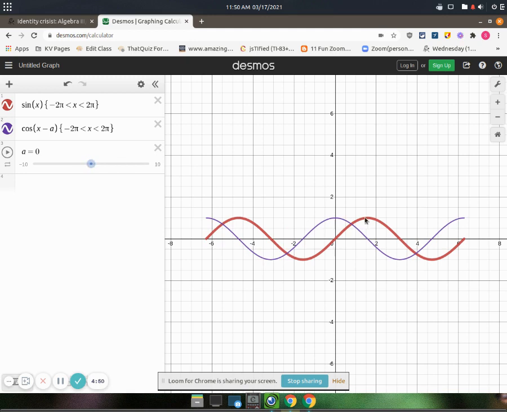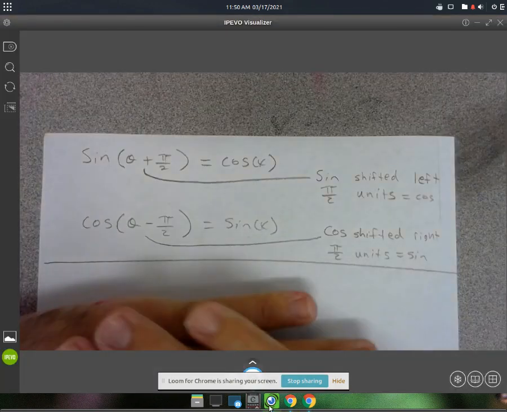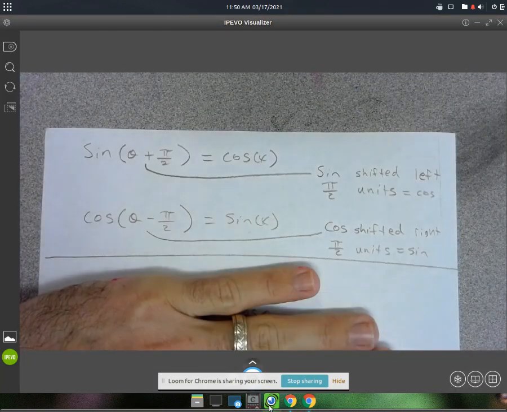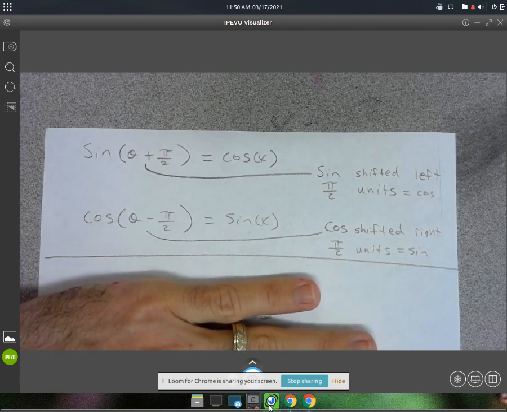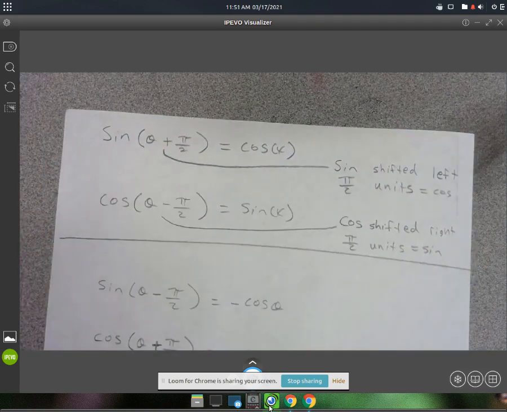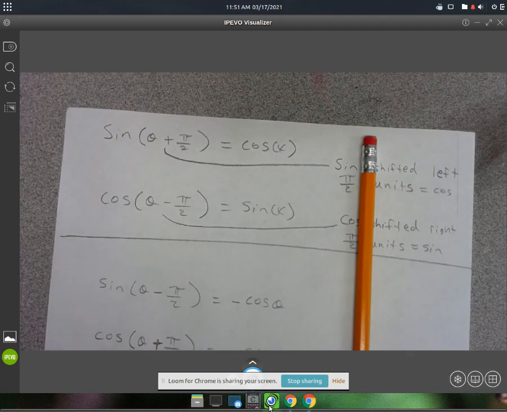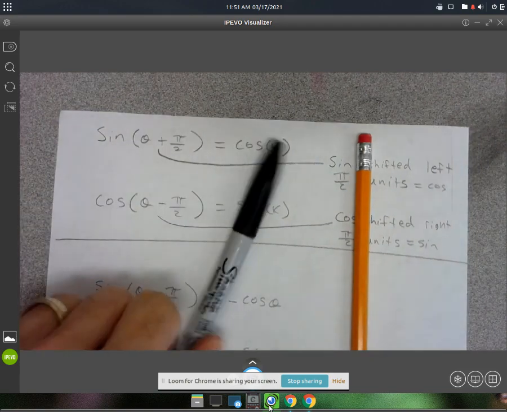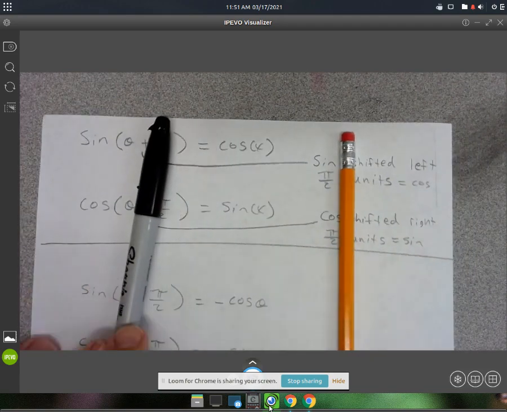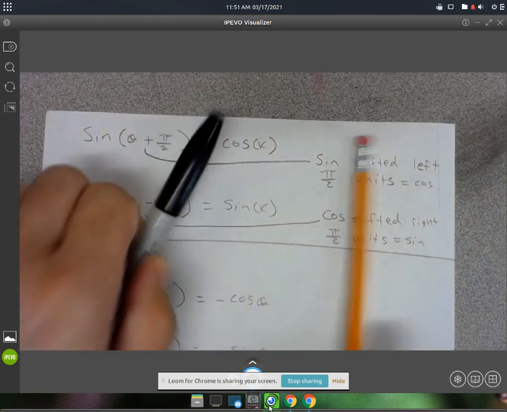You can get from sine to cosine by shifting it to the left. That's literally what these two statements mean. And they're saying the same thing, just one saying it backwards from the other. Instead of saying the pencil is to the right of the marker, the other one is saying the marker is to the left of the pencil. That's what's happening there.